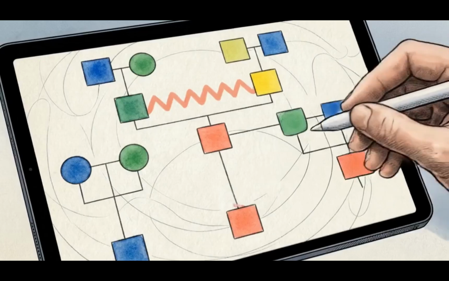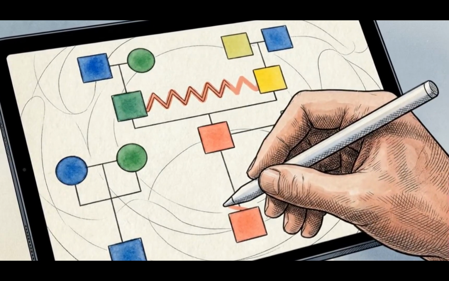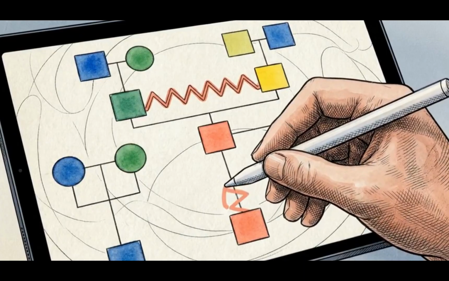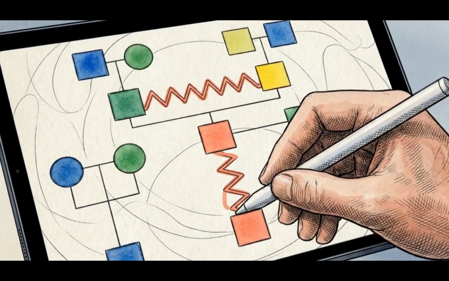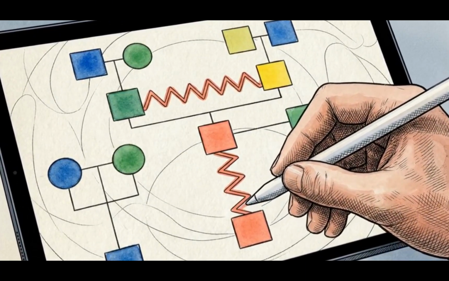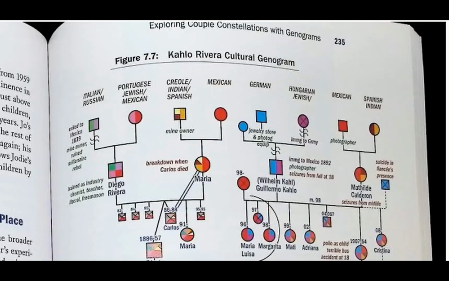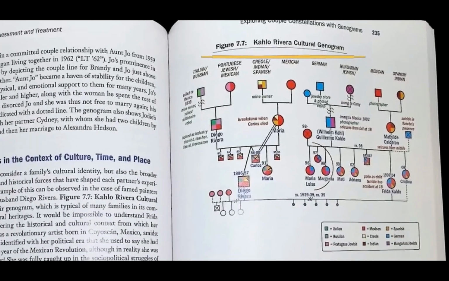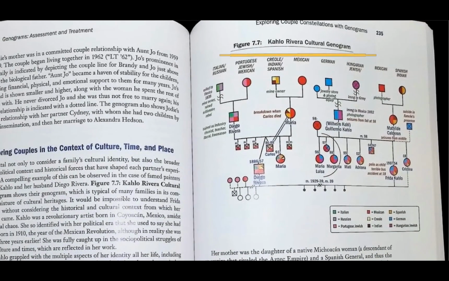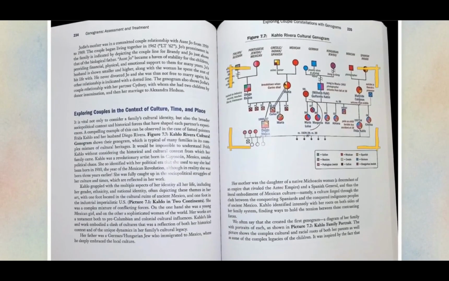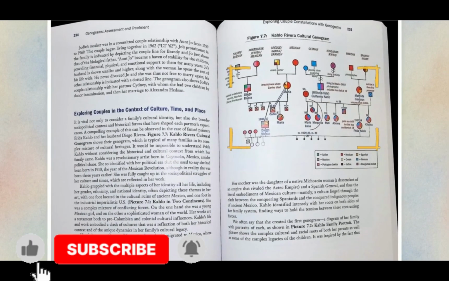Mapping these specific emotional currents allows the clinician to track the transgenerational transmission of trauma. The client's present behavior becomes traceable to past systemic patterns. When applied to a deeply complex family history, the true scale of this tool becomes apparent. This is the cultural genogram of artists Frida Kahlo and Diego Rivera. Individual identity nodes, chronological fractures, and emotional currents all intersect on a single dense page.